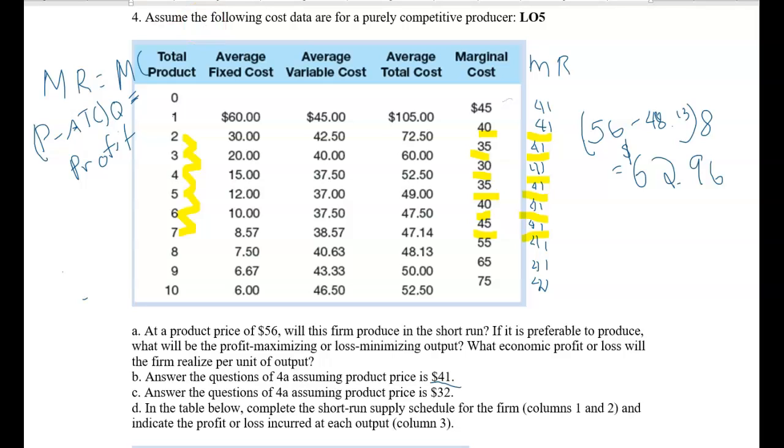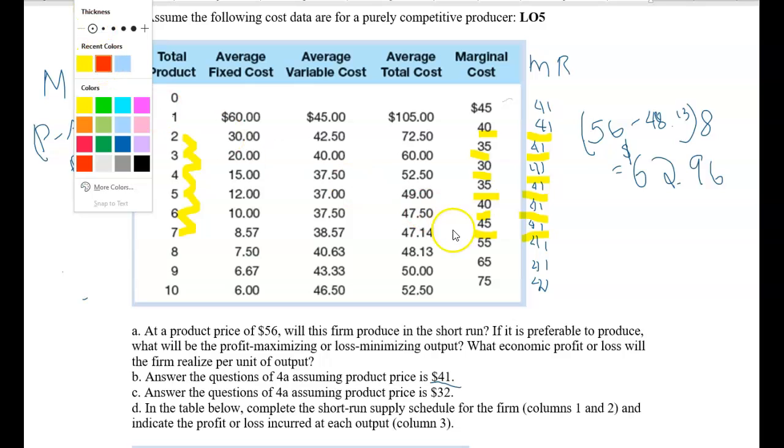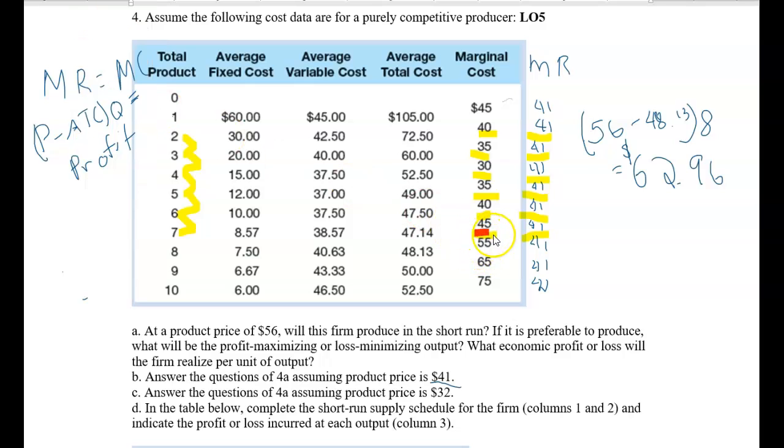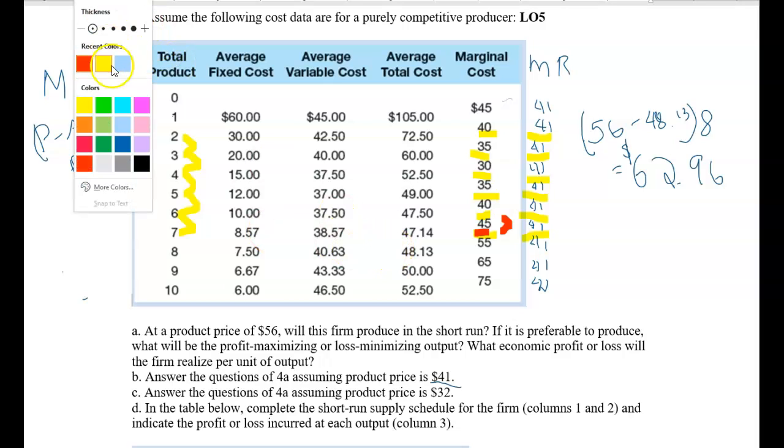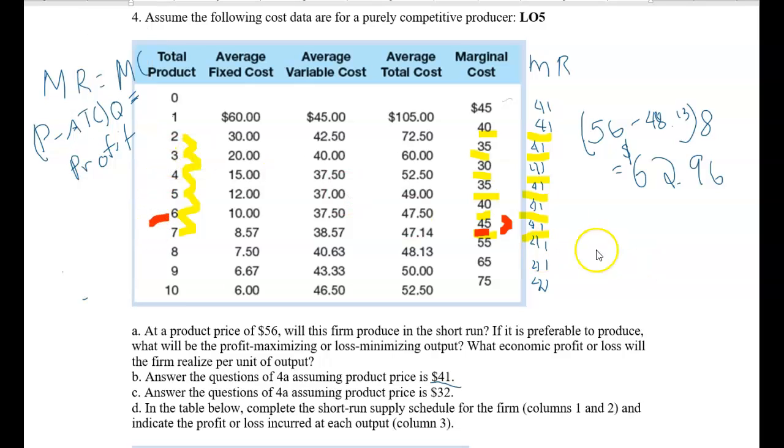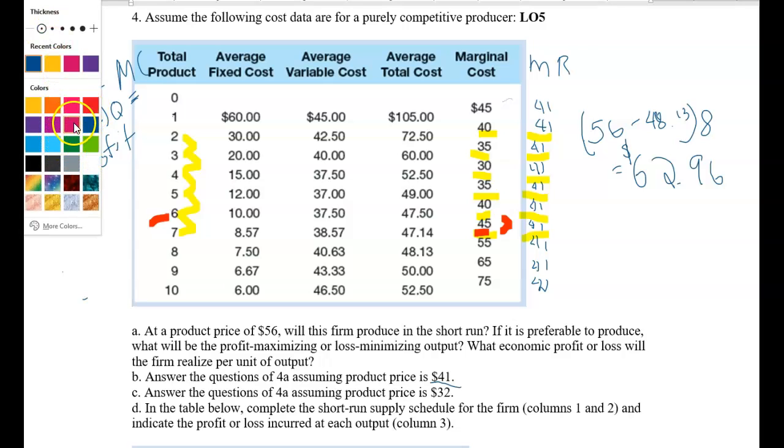And at this stage, we are going to stop and evaluate what has happened. $45 is greater than 41, so we are not going to produce unit number 7. We're going to stop our production at unit number 6. Okay, and so what we have to do now is evaluate what is the situation if we stop at unit number 6.